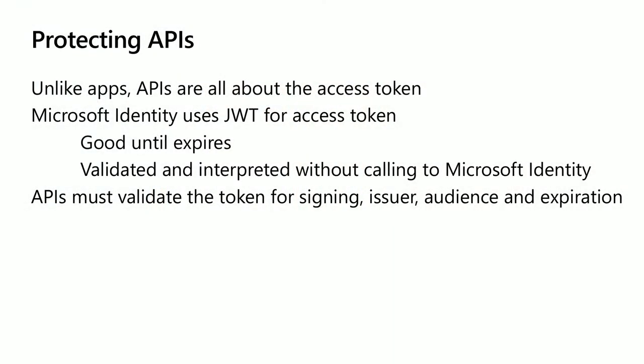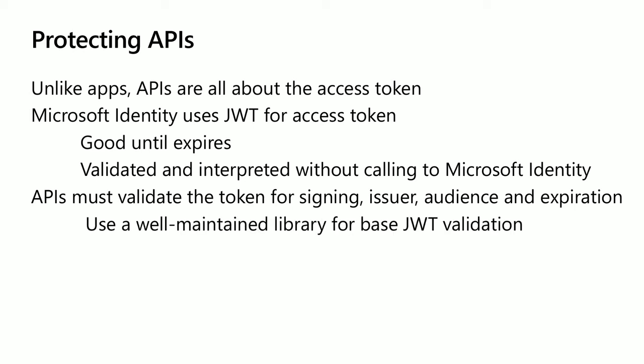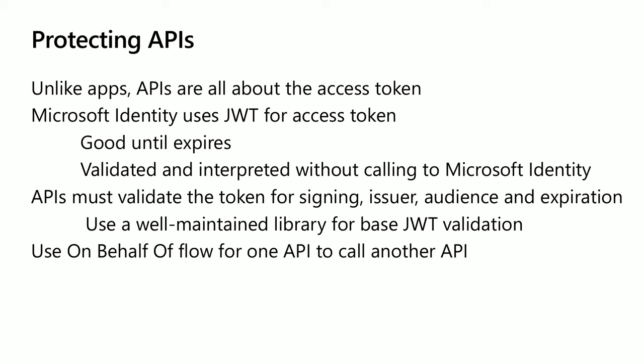So as an API developer, you have to make sure you validate things like, is it signed correctly? Is it from an issuer I trust? Is it my audience, meaning it's for me? Is it still valid, etc.? I would strongly encourage you again to use a well-maintained JWT library for this. We have one in .NET, for example, because we'll check the base validation, make sure the signing is done, and that's code you don't have to write yourself.